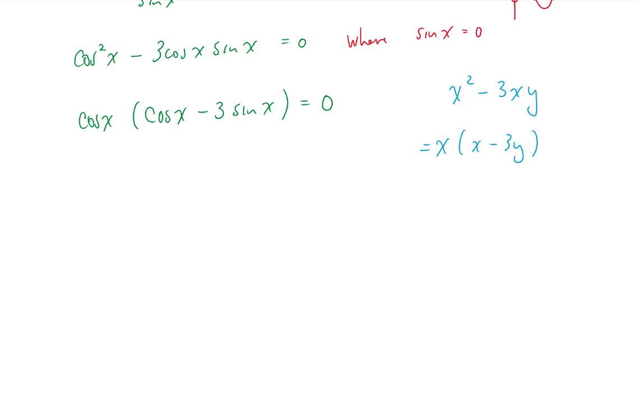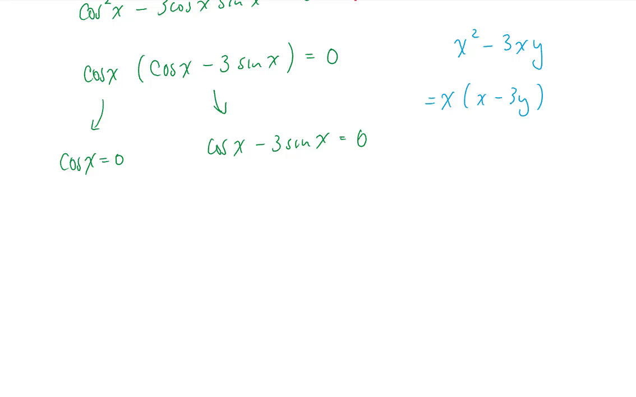Next, we set each factor equal to 0. So I need to determine where cosine x equals 0 and where cosine x minus 3 sine x equals 0. Let's start with cosine x equals 0. So if you see cosine x equals 0 or plus or minus 1, the quickest way to determine the solutions is to use the base graph.